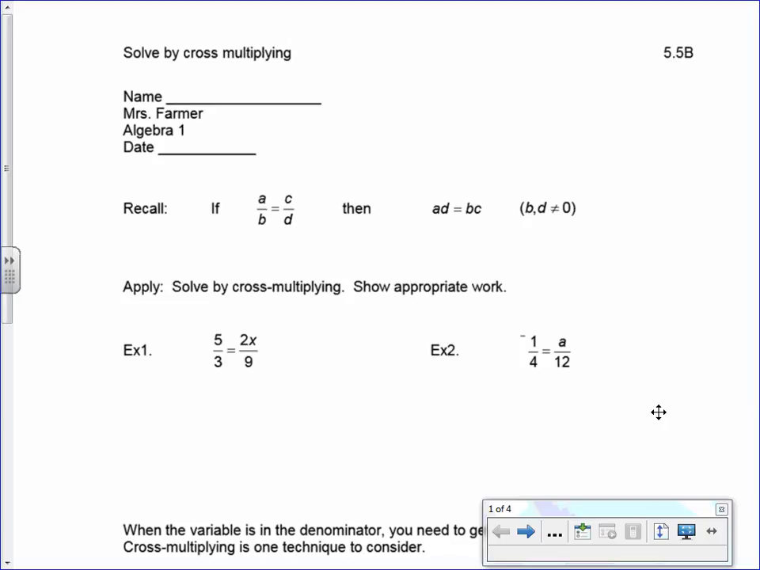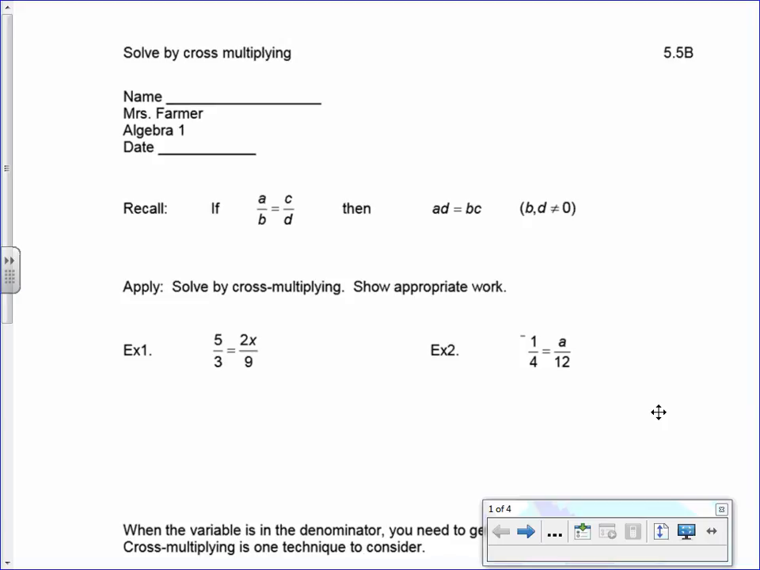Okay, so cross multiplying. I'm going to let y'all use your calculators on this, but you still have to write down a reasonable amount of work. So the first thing is to remember what it means to cross multiply. And I've written the statement sideways here, which I'm not a fan of. I actually like it underneath, but this made it take up a little less room.